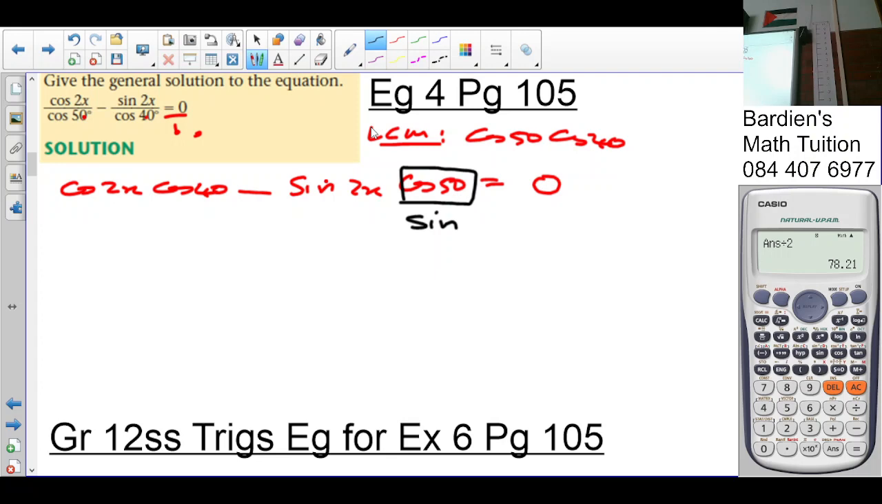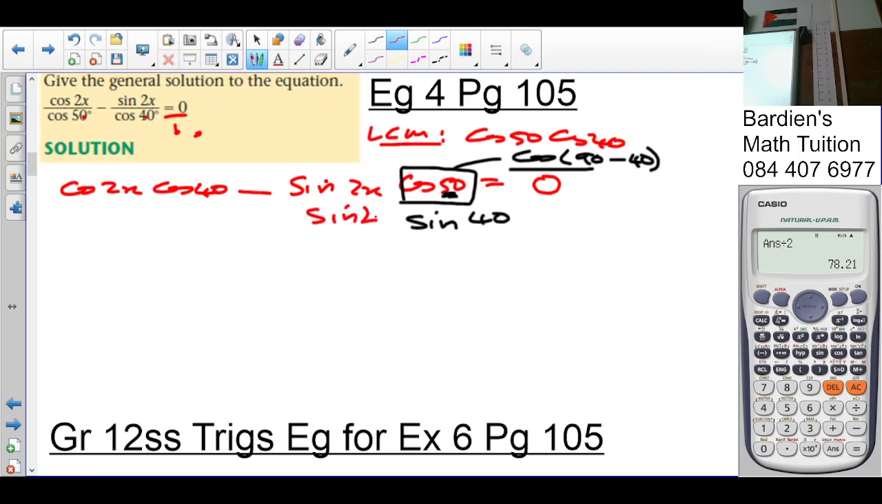Sine of 40. Alright, good. Or you can write it firstly as cos of 90 minus 40. So 90 minus 40 is of course 50. And 90 minus changes cos to sine. So it's sine 40.